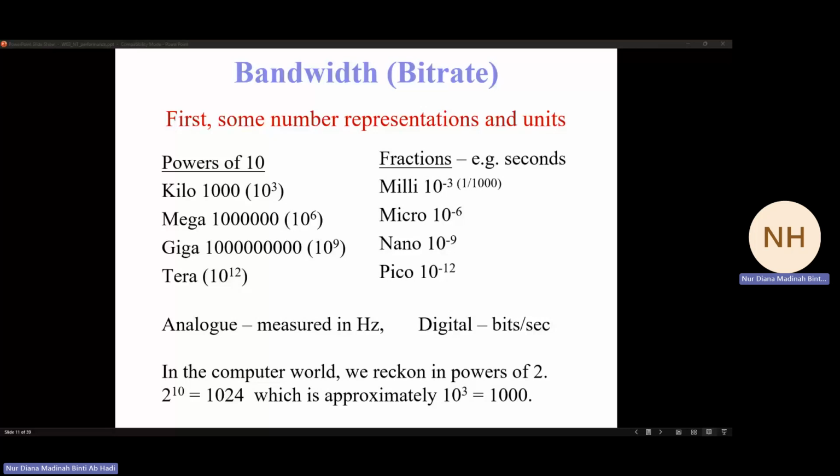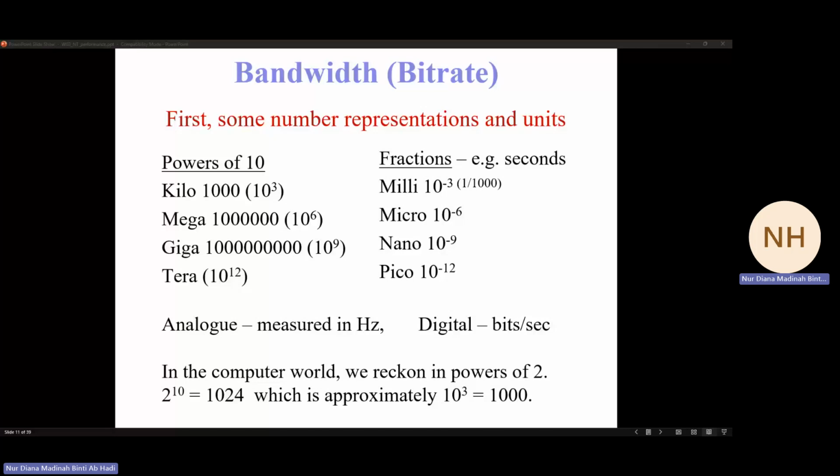So fractions, for example, in seconds, millisecond. So 10 to the power of negative 3 means that you have 1 divided by 1000. If micro, 1 divided by 1,000,000. Okay, so the same goes with pico.